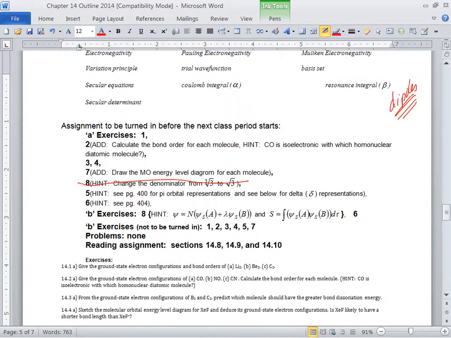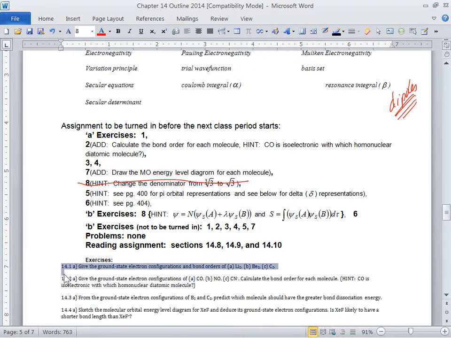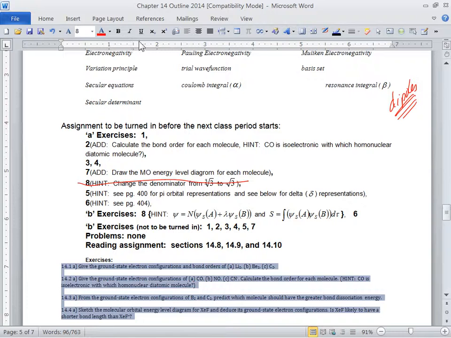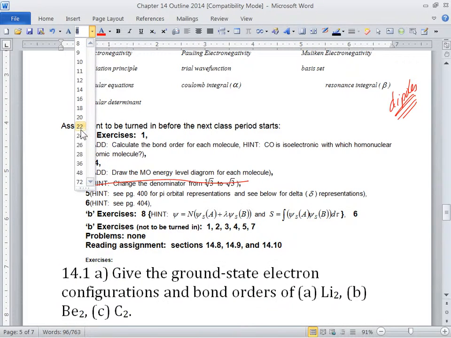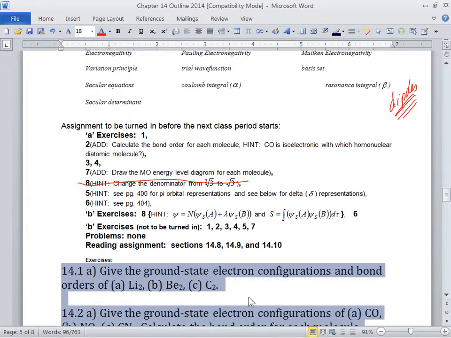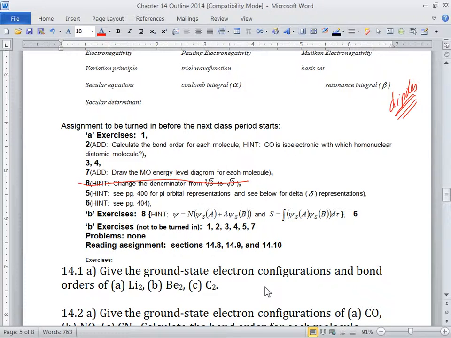Oh, I've got it written down, hopefully. There are definitions. Oh, this is nice. Why is this a nice question? And then give the ground state. Oh, we're just doing valence bond. Give the ground state, electron configurations, and bond orders.